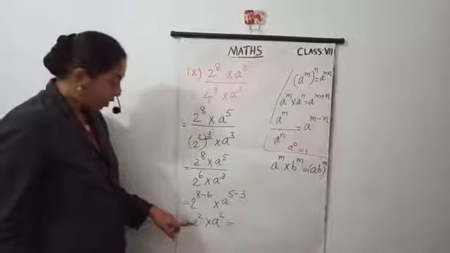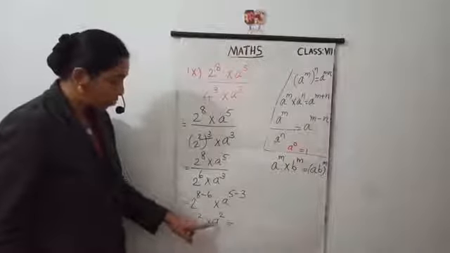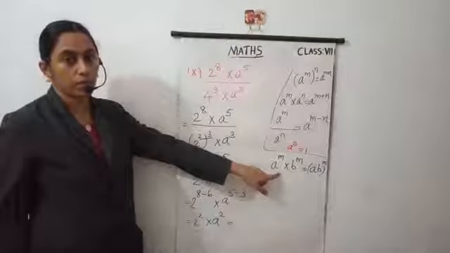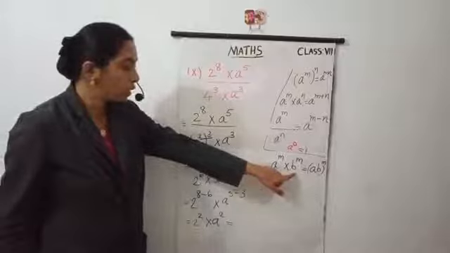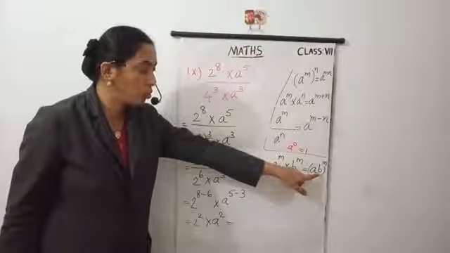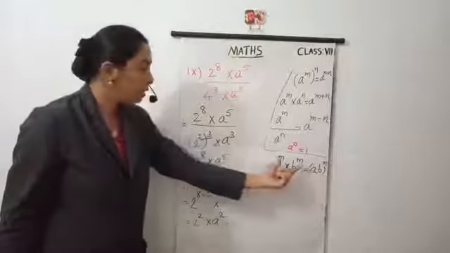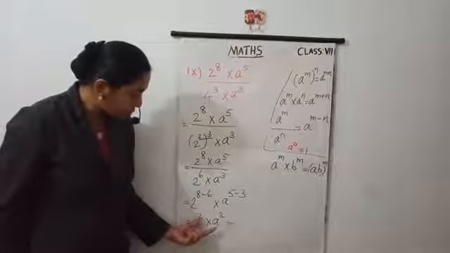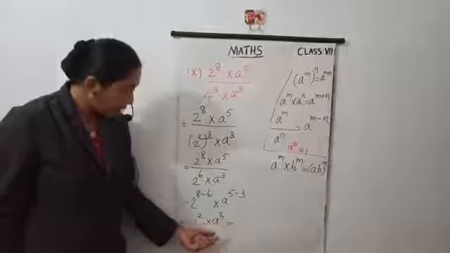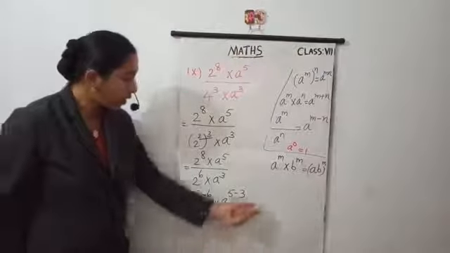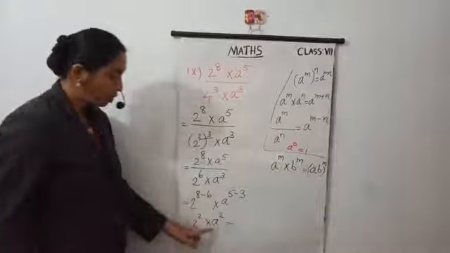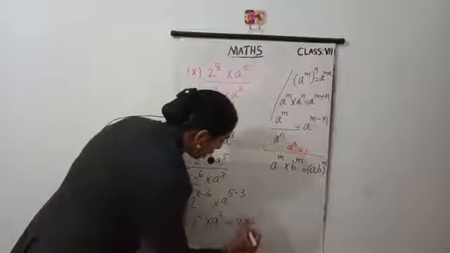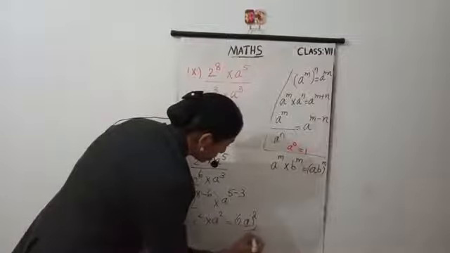Now look here, this 2 raised to 2 into a raised to 2 is the answer, but this is like this law of exponents, isn't it? a raised to m into b raised to m equals a into b all raised to m. That is the same power, different bases. Here also the same power, 2 and 2, different bases. So this can be expressed like this, 2 into a all raised to 2. That is 2a all raised to 2. This is the final answer.